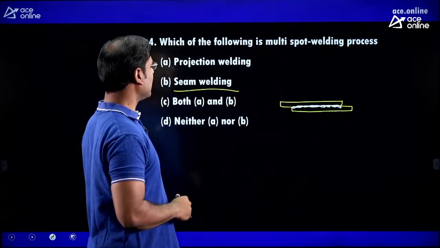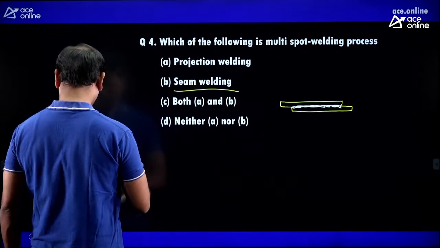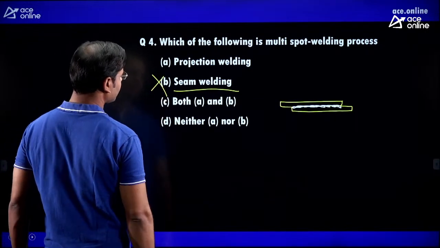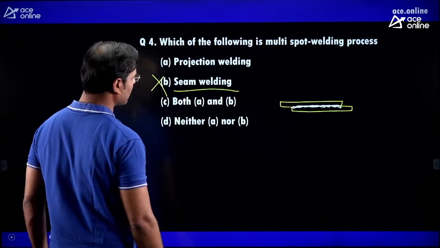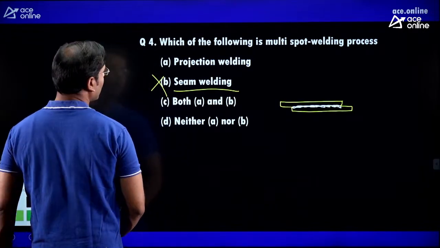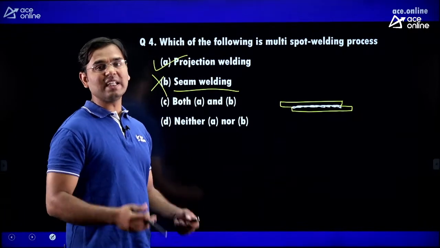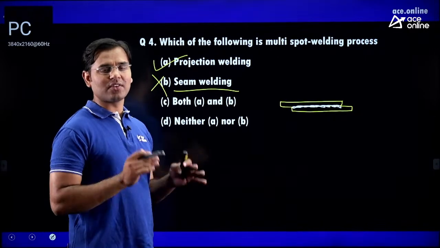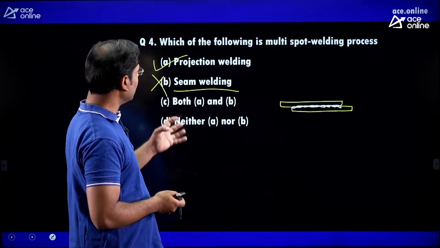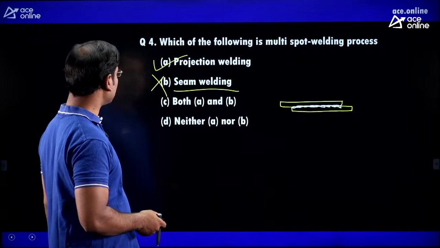And here they are asking which of the following is a multi-spot welding process, then definitely seam welding is not multi-spot. Then next is projection welding. Yes, in projection welding, we can produce multi-spot at a time, hence projection welding is the correct answer. We can produce 2, 3, 4 spots at the same time with the help of projection welding.